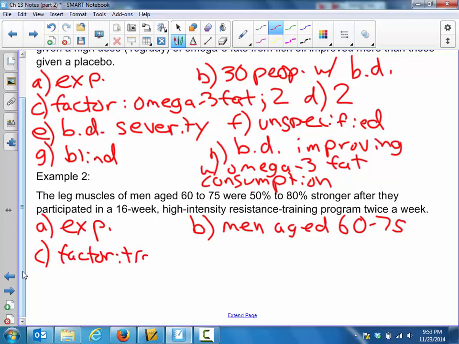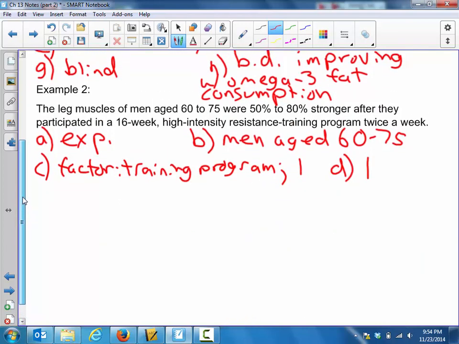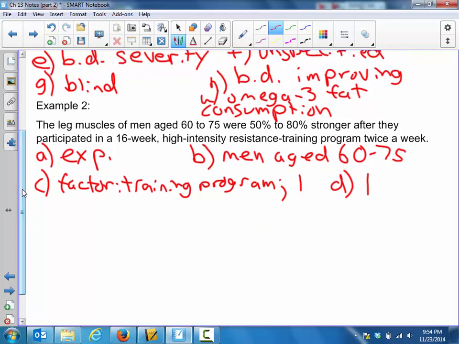Okay? And then third thing that they want to know is the factor. Well, the factor is the training program here. That's the thing that you're administering to the environment. And then they ask for the number of levels. There's actually only one level here. Okay? Everyone gets the same treatment, which answers question D, how many treatments are there? Of course, there's only one. Everyone receives this high-intensity resistance training program. Okay?